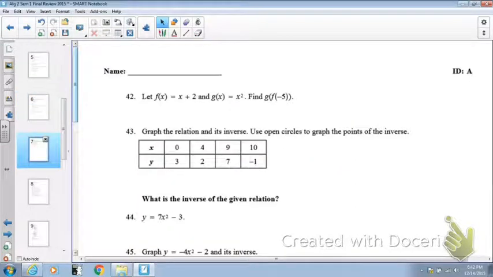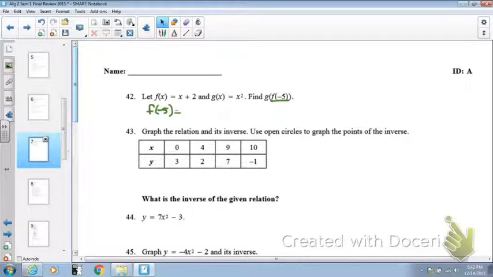Okay, number 42. Let f of x equal x plus 2 and g of x equals x squared. We're going to find g of f of negative 5. So we always work from the inside out. So the first thing we're going to do is take the f function and put negative 5 in it. And when we get an answer for f of negative 5, we're going to put it into g. So let's do f of negative 5 here first.